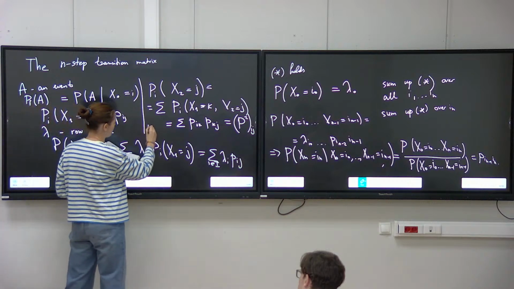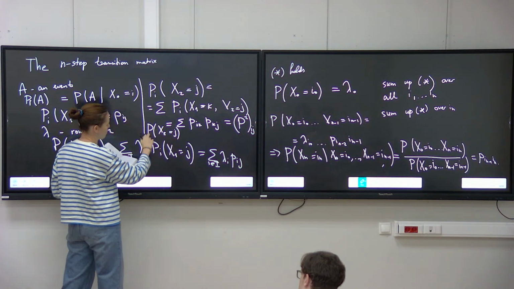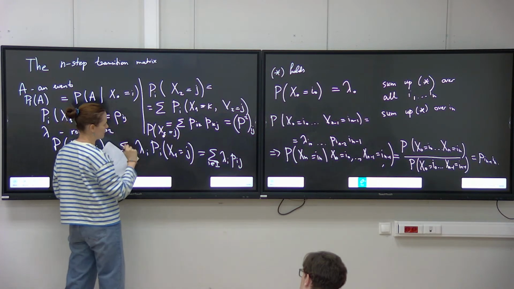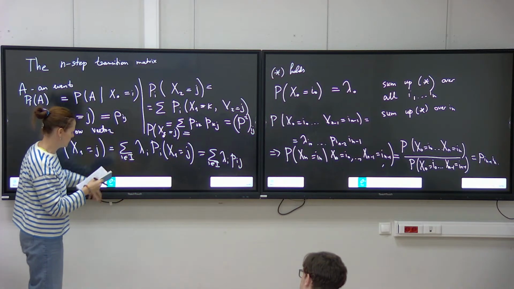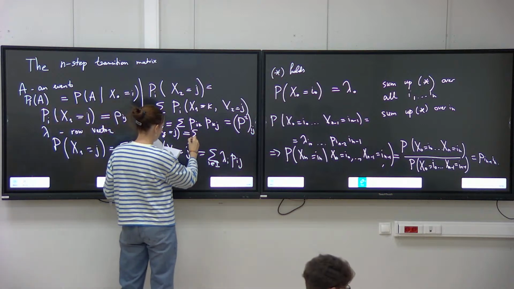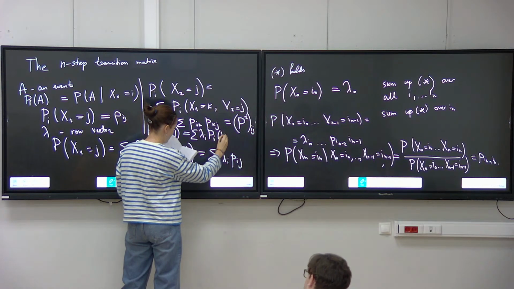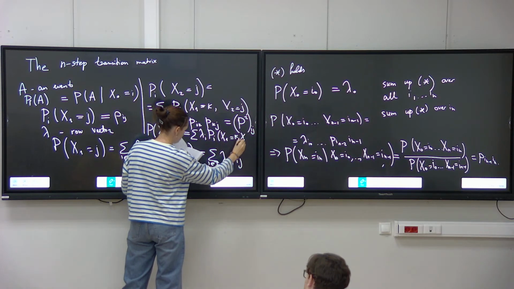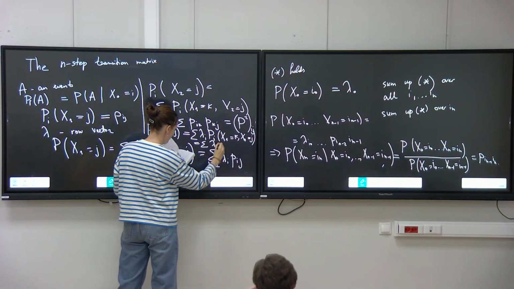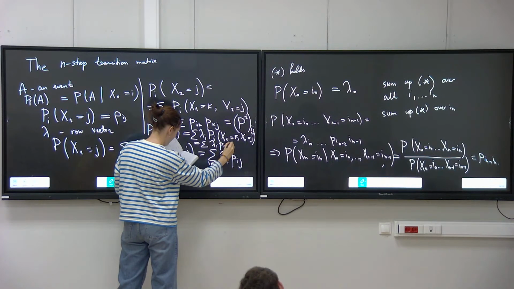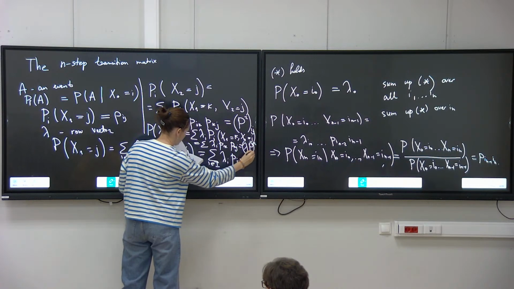And so, if we want not pi, but a real distribution, so we want to compute the probability that x2 is equal exactly to j. So if we want this, similarly to what we did here, we're going to have the sum of lambda i, pi, of x1 equal to k, x2 equal to j. So this is lambda i, p_ik, p_kj, so it's lambda p square j.